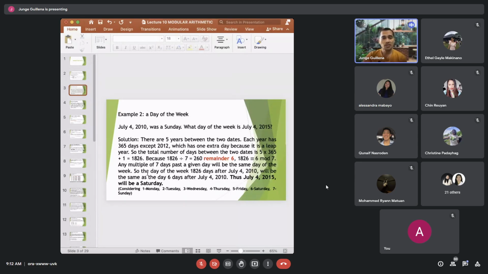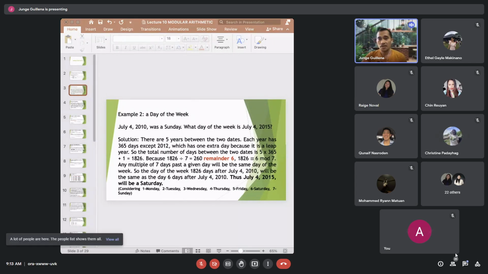So in this case, the total number of days between the two dates is 5 times 365. In a year, there are 365 days. So 5 times 365 plus 1, you'll have 1,826. And 1,826 divided by 7, you might ask, why do we divide by 7? Because we are talking here about day-of-the-week arithmetic. In a week, there are 7 days.